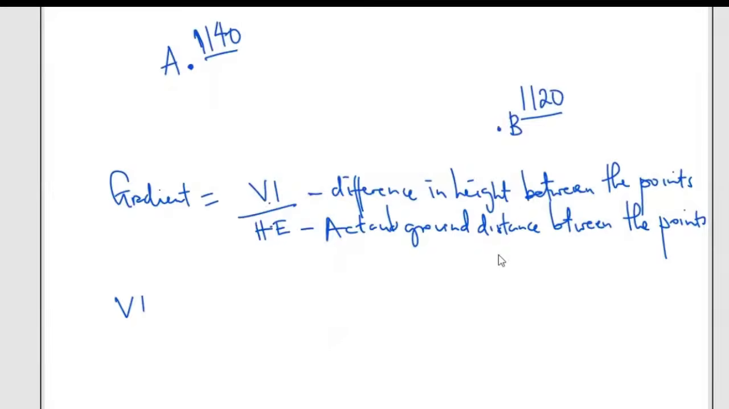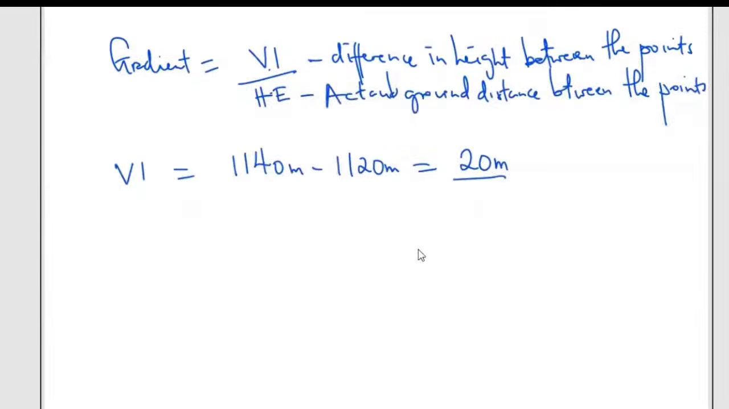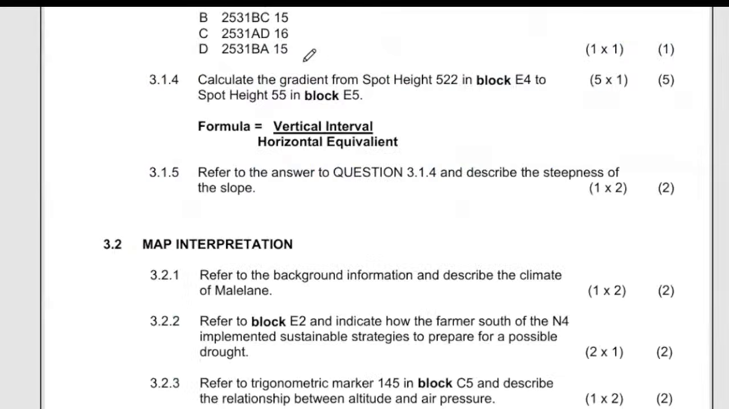So if I'm supposed to get my VI, I'm just saying the bigger figure, 1,140, it's in meters. I subtract 1,120, which is also in meters. I get my answer in meters as 20 meters. That is my VI. Then I now go to calculate my HE. My HE, I am saying this is an actual ground distance between the 2 features on the map.